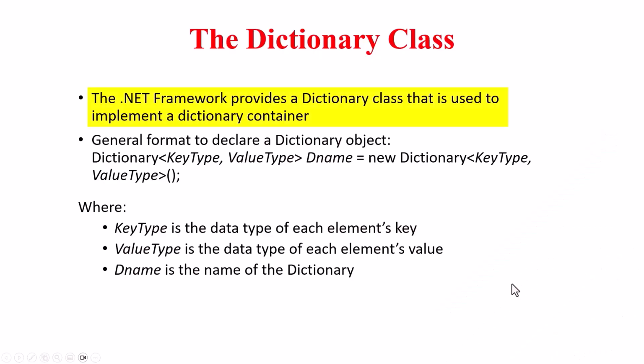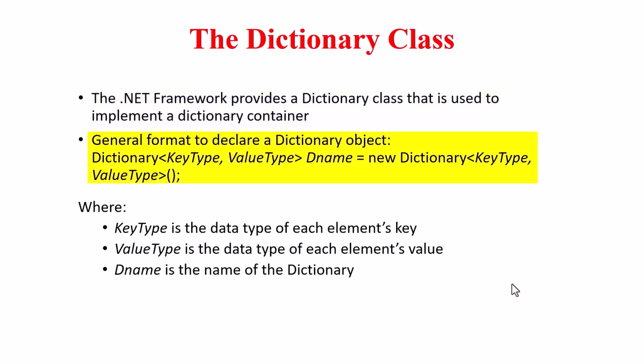The dictionary class. The .NET framework provides a dictionary class that is used to implement a dictionary container. The general format to declare a dictionary object is Dictionary<keyType, valueType> dname = new Dictionary<keyType, valueType>. The key type is the data type for each element's key, so it can be an integer, a string, whatever you want it to be. The value type is the data type for each element's value. So the data you're trying to store in there can be any data type as well. It can be an integer, it can be a string, typically a string in most cases. Dname is the name you're going to give the dictionary.